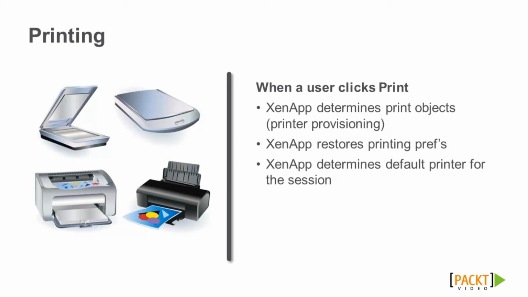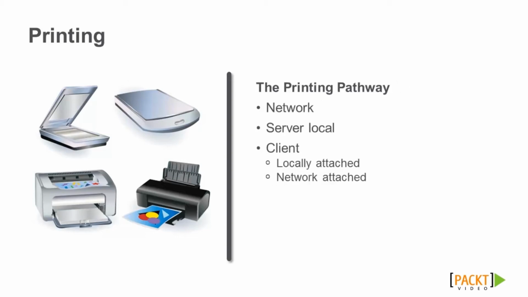When a user clicks Print, XenApp determines what printers to provide to the user. This is known as printer provisioning. XenApp restores the user's printing preferences and determines which printer is the default for the session. An important concept in XenApp is the printing pathway. The term printing pathway encompasses both the path by which print jobs are routed and the location where print jobs are spooled. Both aspects of this concept are important. Routing affects network traffic and spooling affects utilization of local resources on the device that processes the job.